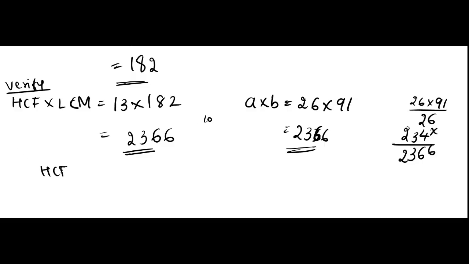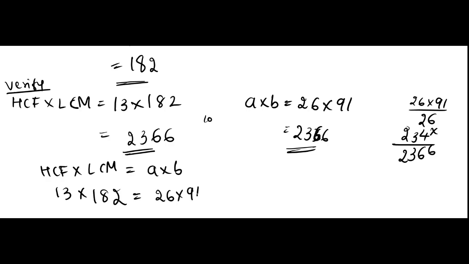Verify: we have to write HCF into LCM is equal to A into B. Correct? HCF of A and B, that is 13, into LCM of 26 and 91, that is 182, is equal to 26 into 91. 13 into 182 is 2366, which is equal to 2366. Correct? We have verified that HCF into LCM is equal to the product of the two integers.